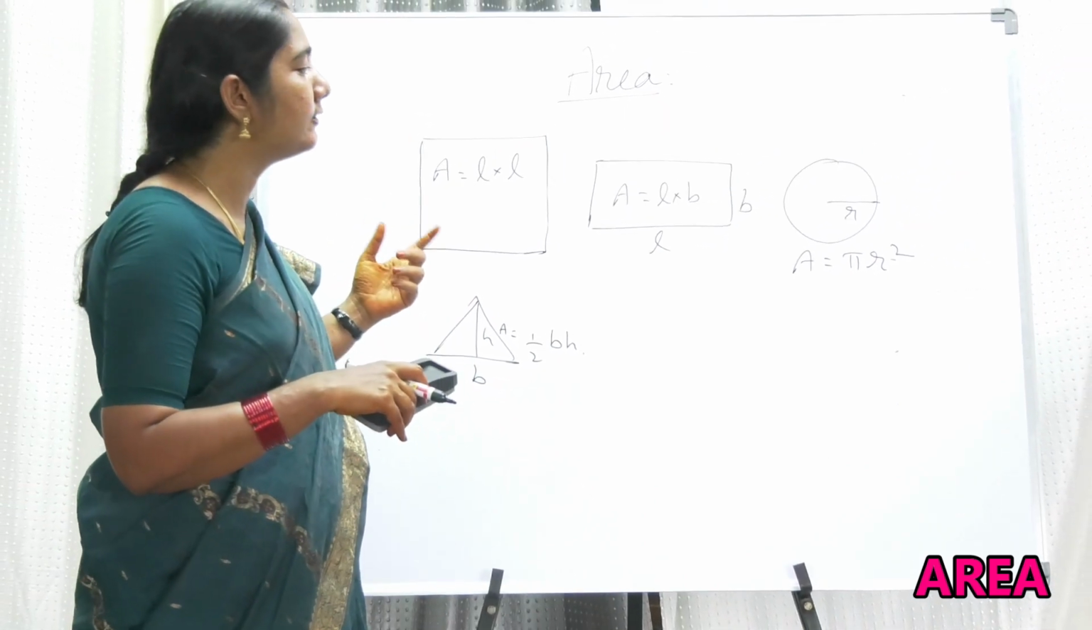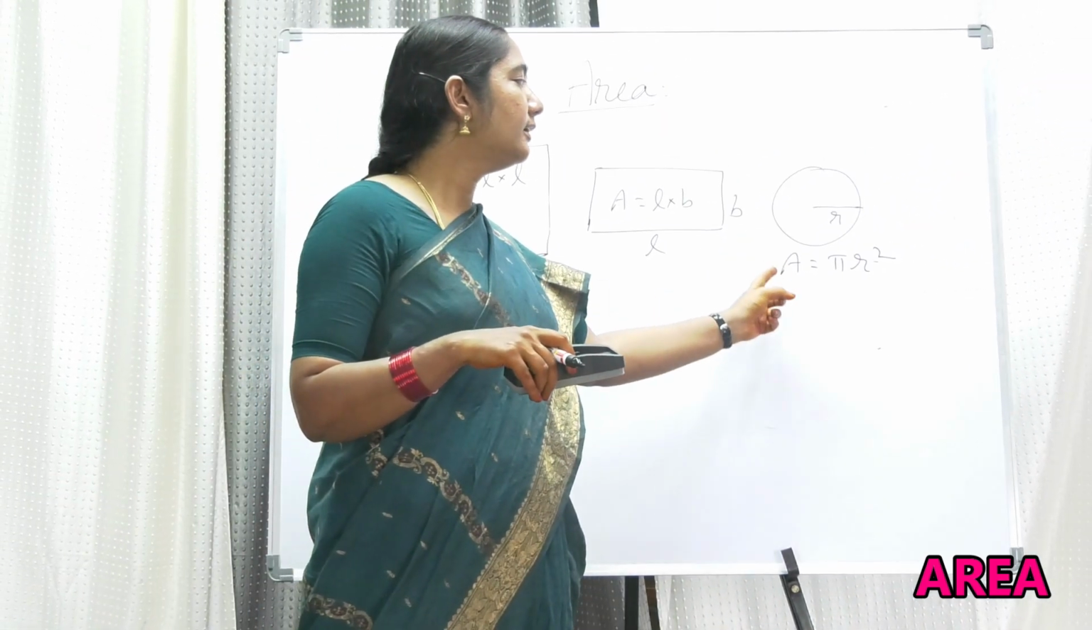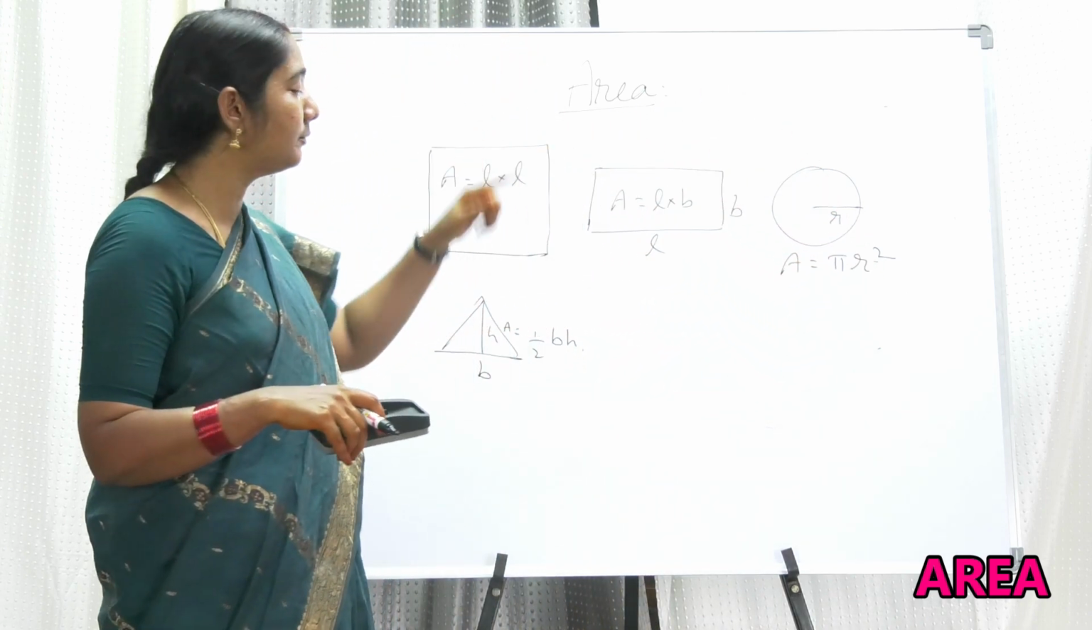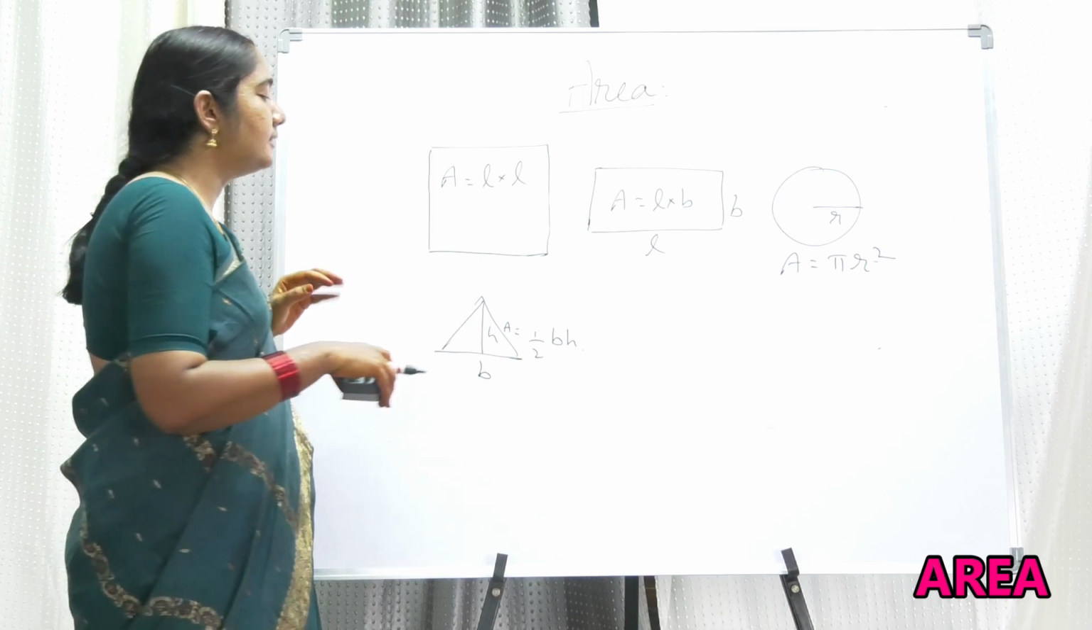Now you can ask me a question here, Madam. Why is the area of a circle pi r square? Again, we are going to see the reason behind it.